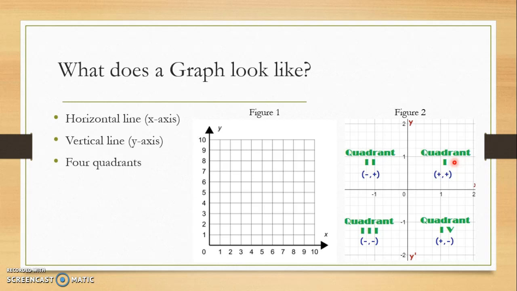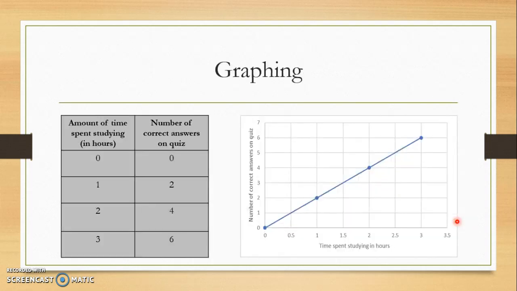These sections are called quadrants. The first quadrant has positive x and y values, the second quadrant has negative x values and positive y values, the third quadrant has negative x and y values, and the fourth quadrant has positive x values and negative y values. Now moving on, let's see how we can actually graph a set of data.